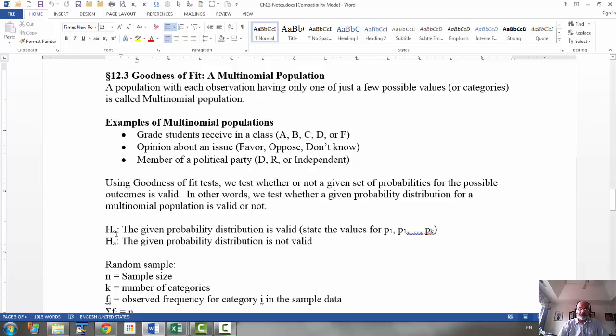So our null hypothesis here is, once again, this is the only way in which we can set up the hypothesis in goodness of fit, that the given probability distribution is valid. So we have a probability for each possibility, and we need to make sure that these probabilities sum to 1, because that's how it is a probability distribution. Okay. And the alternative is no, that assumed probability distribution is not true.